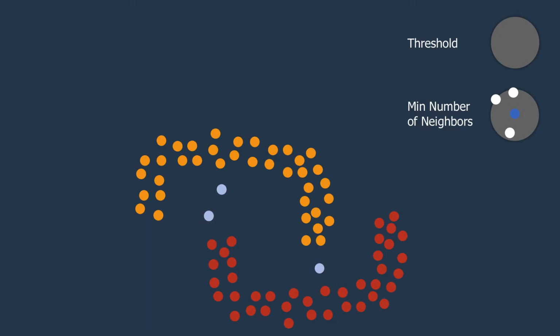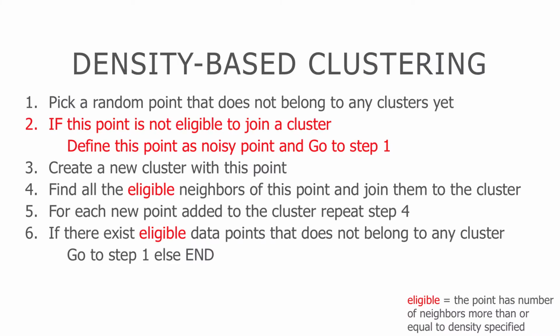Let's look at these 3 points. Unlike threshold clustering, density-based clustering can detect noisy points. If we look at the neighbors of these points, we can see that they have less than 3 neighbors, which is the density we are using for this example. In simple threshold clustering, these noisy points would have joined the 2 clusters together and ended up with one big cluster.